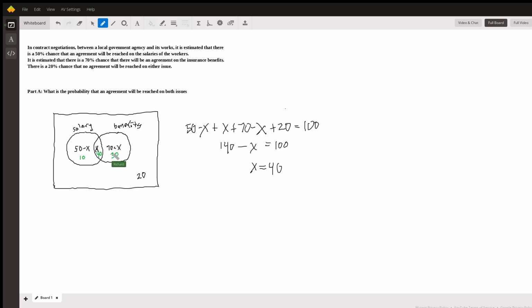The diagram, unfortunately, is not drawn to scale. Hopefully you could see that 40 inside there. But Venn diagram problems look hard, but they're not that hard. As soon as you draw the diagram, you're in good shape.